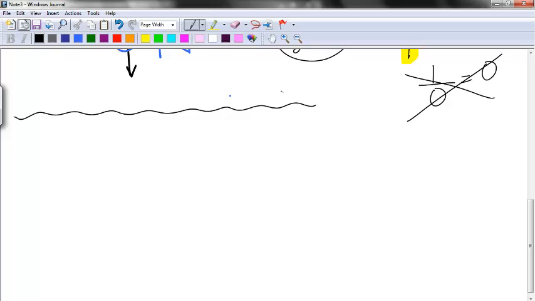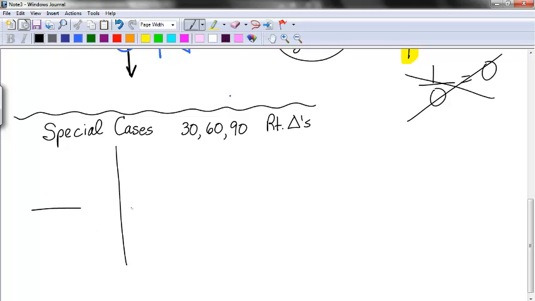Now we're going to look at the special cases for 30, 60, 90. You actually did these and spent quite a bit of time on them in geometry, the 30, 60, 90 right triangles. We're going to spend time on 30, 60, 90 and 45, 45, 90, and next time we'll go to any angle. These are the special cases, and because they're 30, 60, 90, they are right triangles. On these, you do want to draw the pictures.